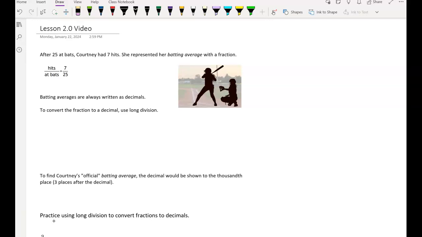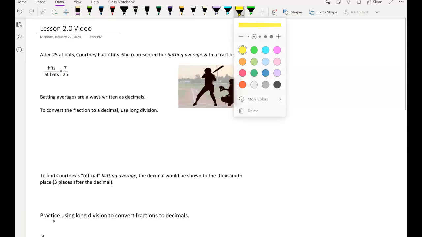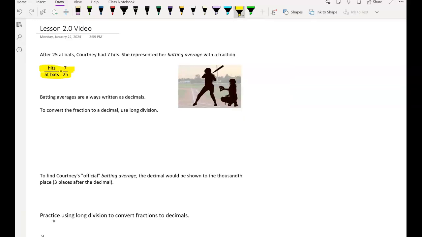She represented her batting average with a fraction, and that fraction is here. 7 hits out of 25 at-bats, 7 over 25. And so, we've got our numerator as 7, and our denominator, make sure you're writing this down. Anything that gets highlighted or written down on the screen, you need to copy down in your math notebook. So, got a numerator and a denominator.